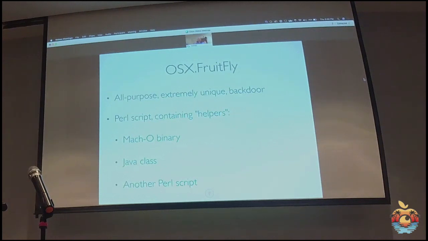First of all, it was a very unique all-purpose backdoor. It consisted of a Perl script that contained a number of helper processes. And these were all at the end of the Perl script in the data block. And the main Perl script would extract them and run them under certain conditions. And this is fairly unique among Mac malware. I don't think I've ever seen a piece of Mac malware do the same thing.